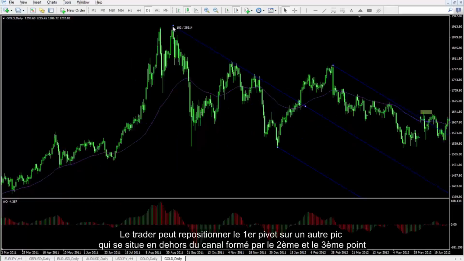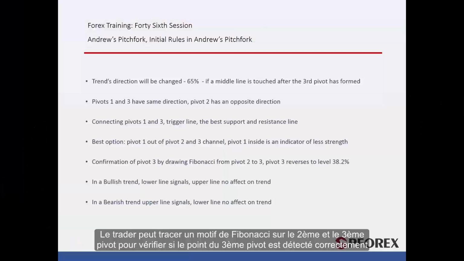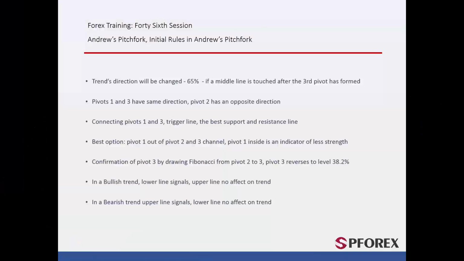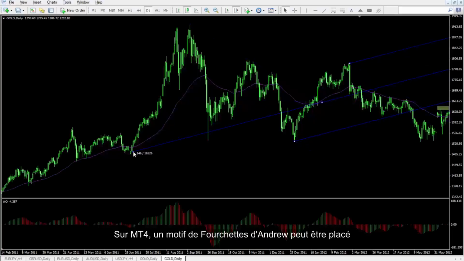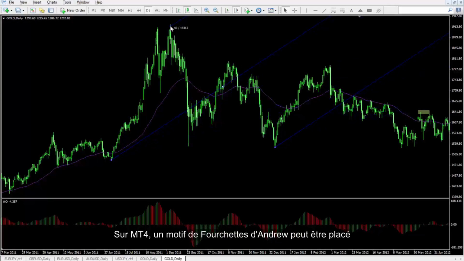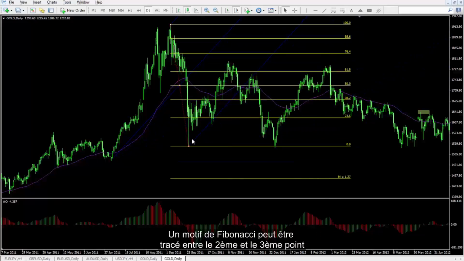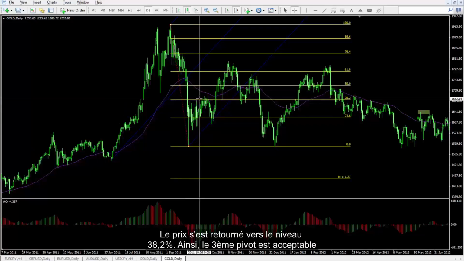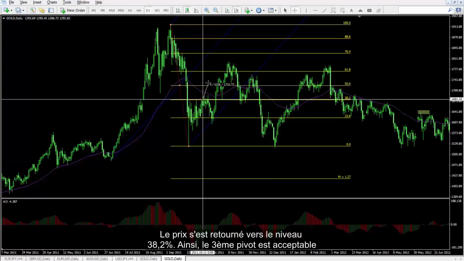A trader can relocate the first pivot to another peak which is outside the second and third channel. A trader can draw a Fibonacci pattern on the second and third pivots to check if the third pivot point is detected correctly. If price returns before level 38.2, then the third pivot point is determined accurately. On MetaTrader 4, an Andrew's pitchfork pattern can be placed. A Fibonacci pattern can be drawn from the second to the third pivots. Price has returned to level 38.2%. Thus, the third pivot is acceptable.